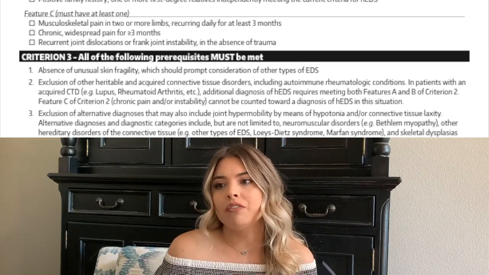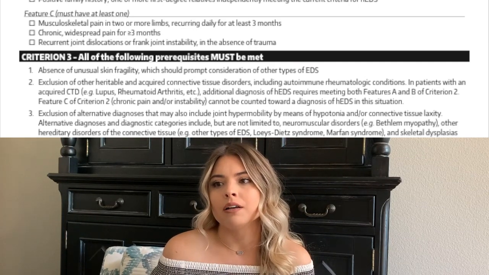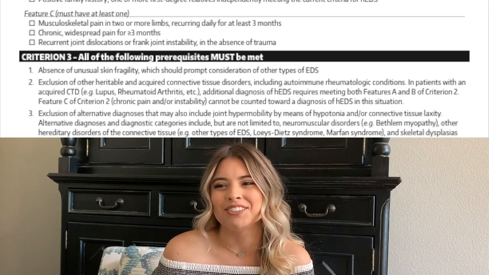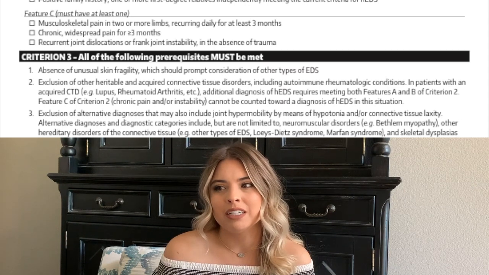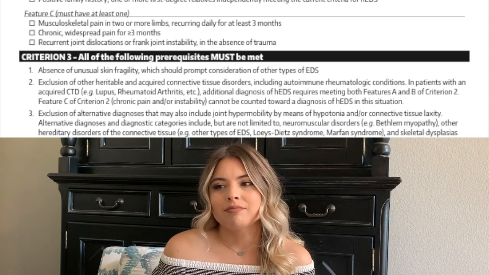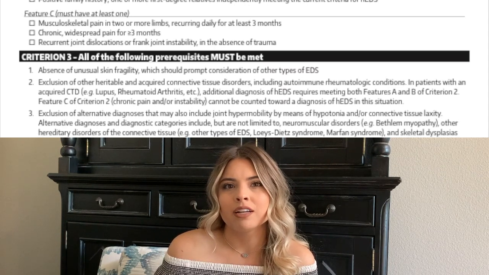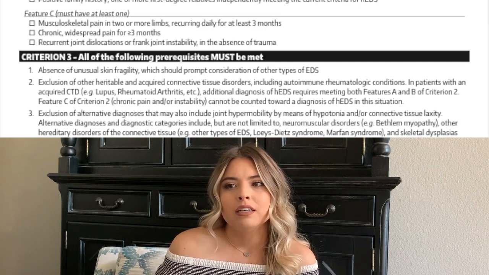And exclusion of alternative diagnoses that may also include joint hypermobility. So yeah, there's really no other explanation as to why I'm so bendy. Yeah, that's the 2017 diagnostic criteria for Hypermobile Ehlers-Danlos syndrome.